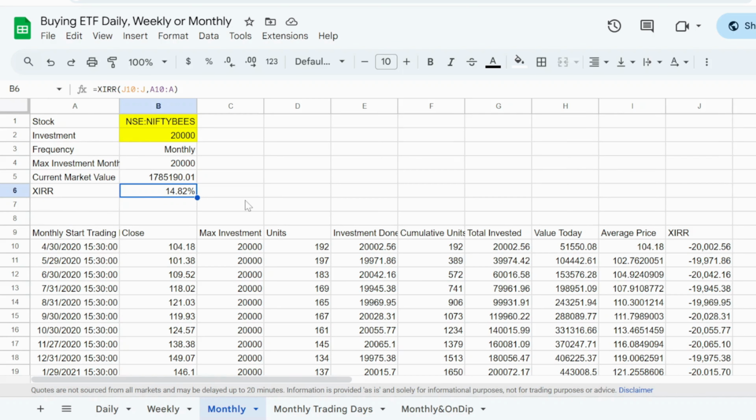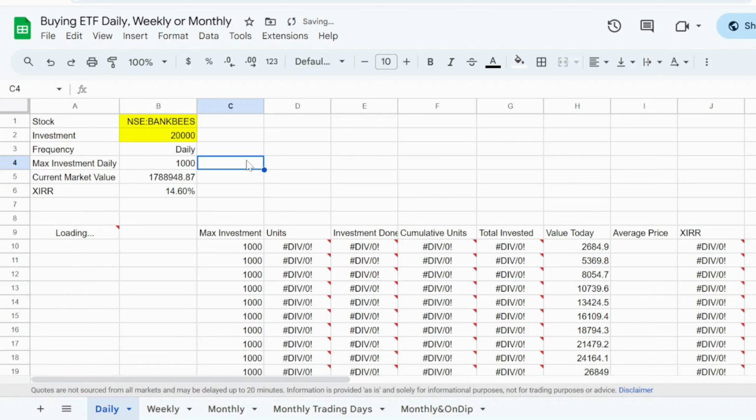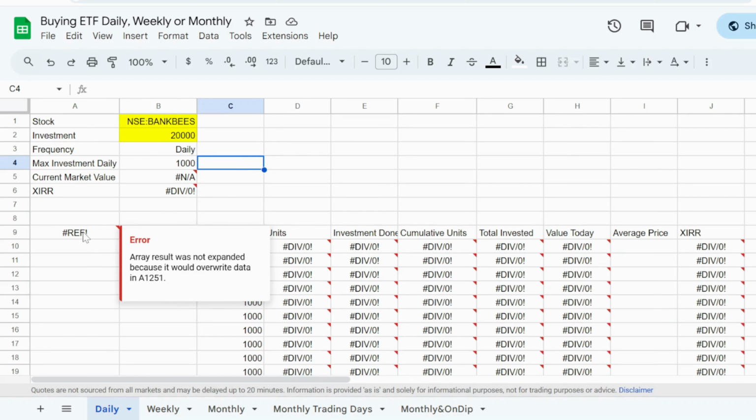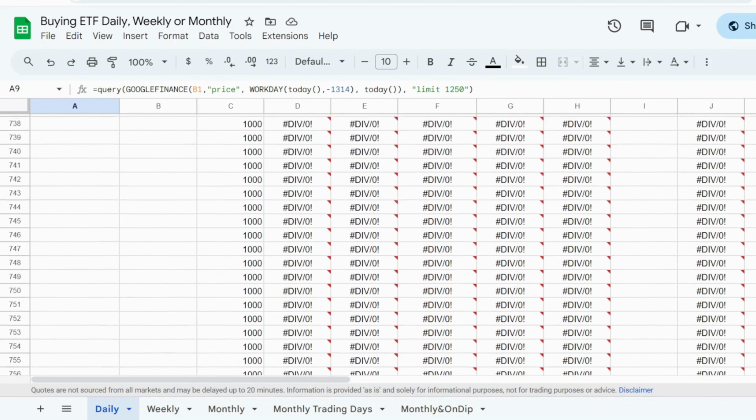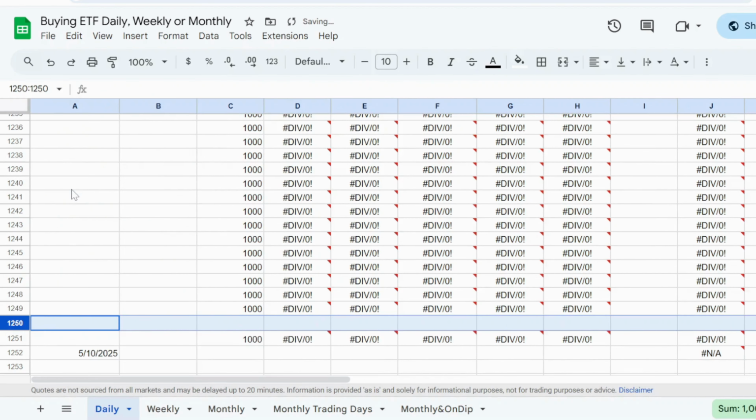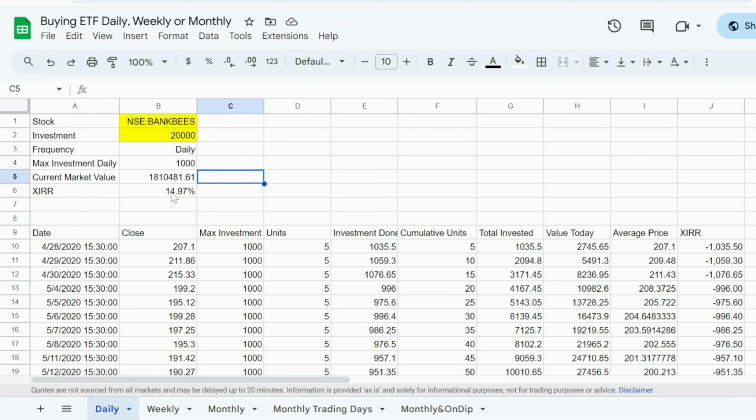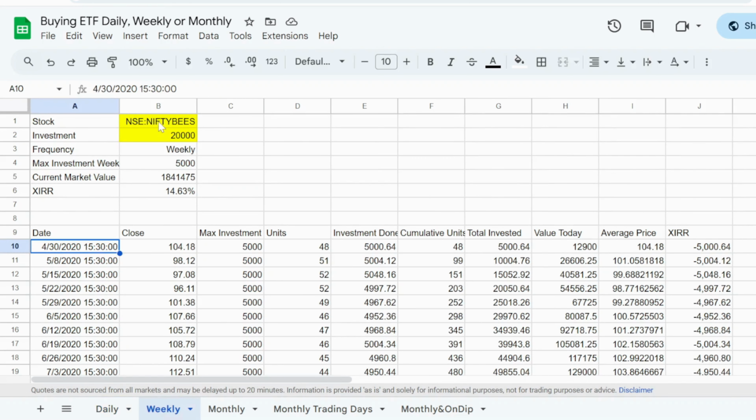Now, we have done this for Nifty Bees. Now let's say I do the same thing with Bank Bees. This is nothing but Nifty Bank. Okay, let it run. There is some problem. All right, I will just give one more day. Set one row above. So the XIRR comes as 14.97% for Bank Bees. Now for weekly, let me change it to weekly.